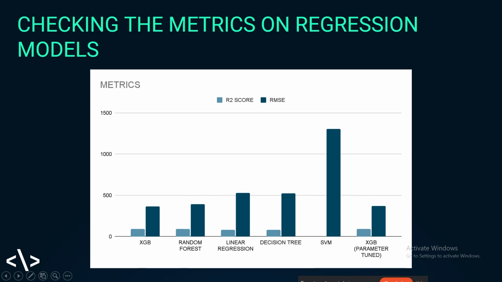So we also did hyperparameter tuning for the XGB model, and still the accuracy, the R2 score, was very low. So we took the normal XGB model. So this is the R2 score, and these are the metrics for our model.